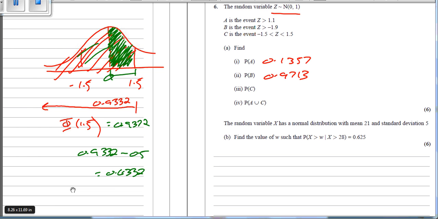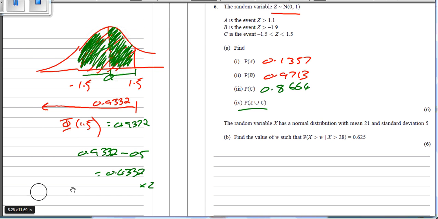Now we know that in between minus 1.5 and 0, that's going to be exactly the same. So this bit here is going to be exactly the same because it's symmetrical. So we just need to then double that. So we get 0.8664 for A. Okay, so now we've got to work out the probability that it's A or C.